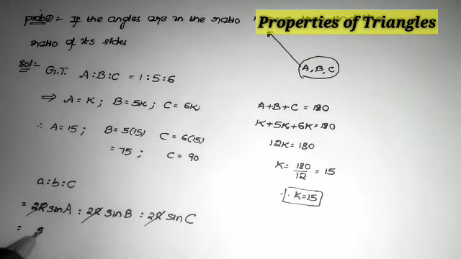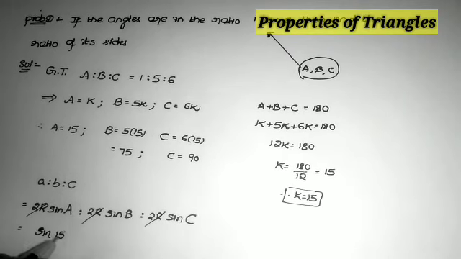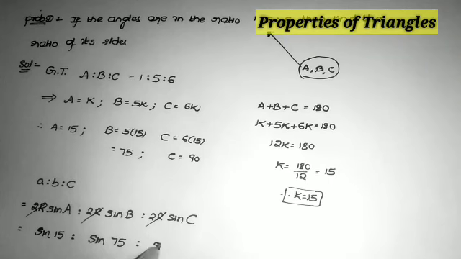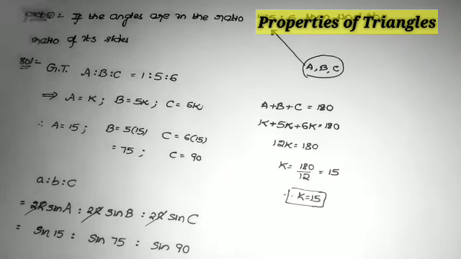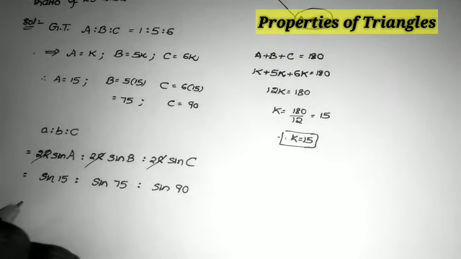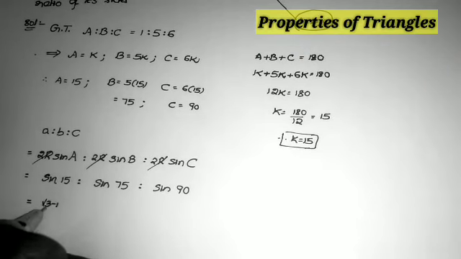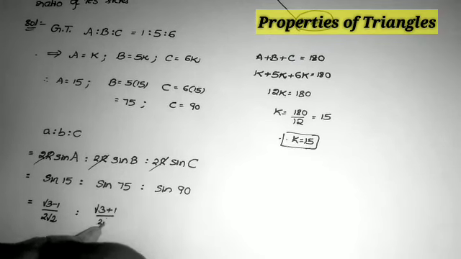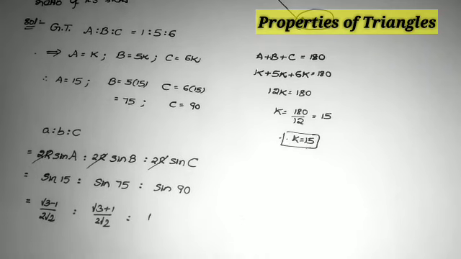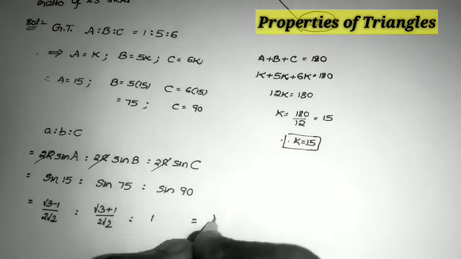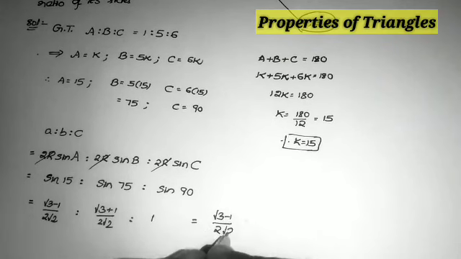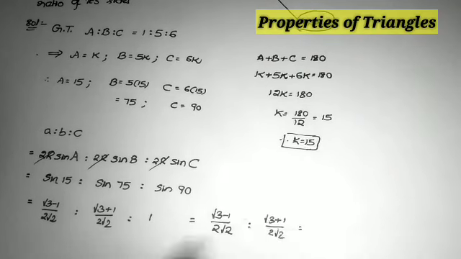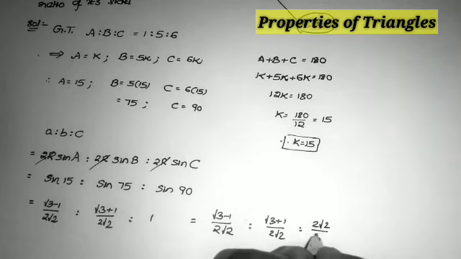Now taking the remaining values, sine A. What is A angle? 15. Sine B. What is B angle? 75. Sine C. What is C angle? 90. Simply substituting the values here. So this is equal to sine 15 value root 3 minus 1 by 2 root 2, sine 75 value root 3 plus 1 by 2 root 2, sine 90 value 1. And in the next step, in place of 1, I am taking 2 root 2 by 2 root 2.